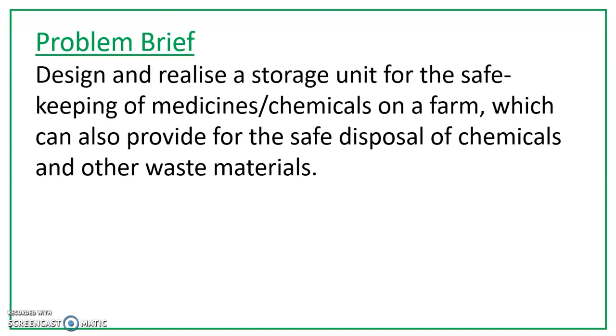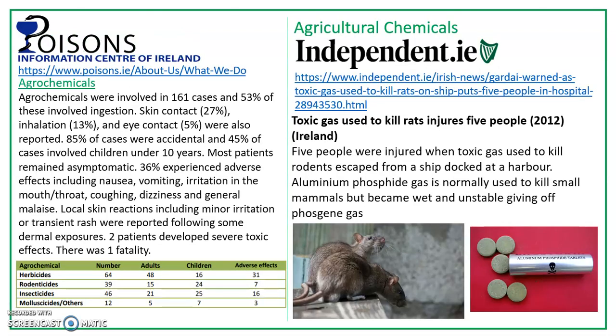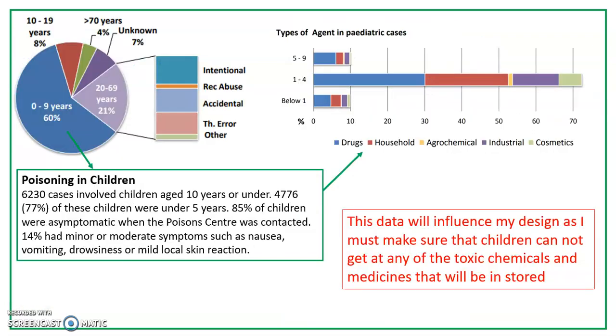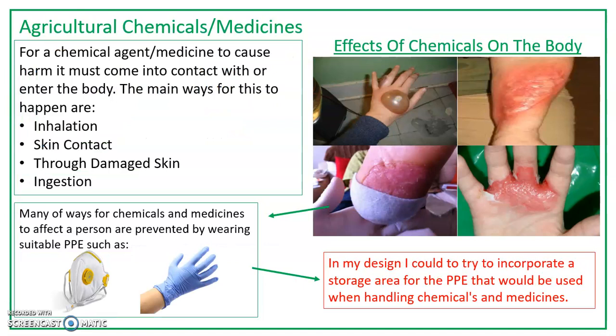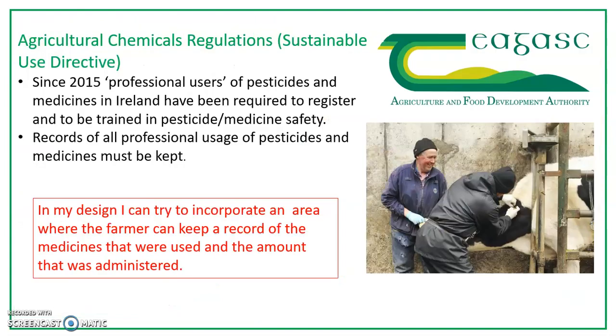That was just realizing the storage unit for medicines and also the safe disposal. Next up, I did some more in-depth research on chemicals and medicines on farms, and the importance of having safety for them. I looked at poisoning in children, all this data. Then I looked at some of the effects that these harmful chemicals have on the body.